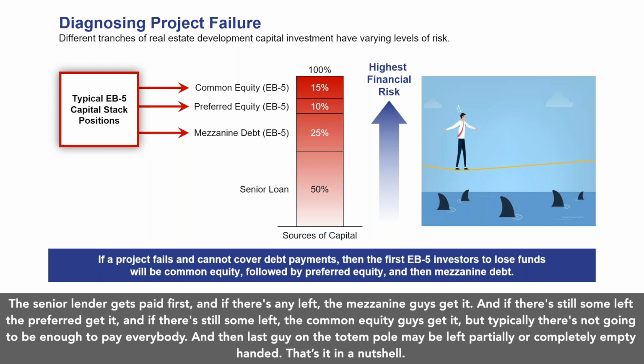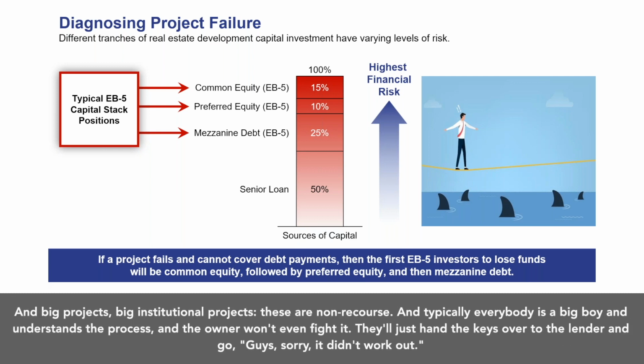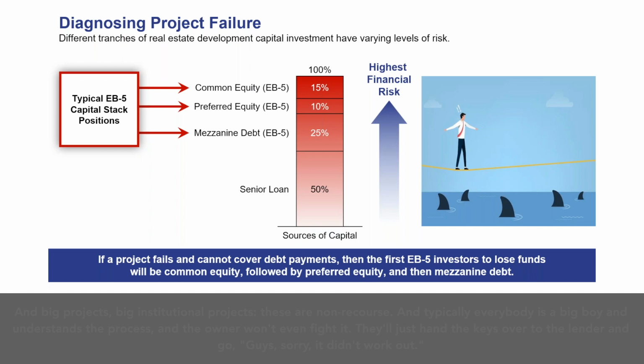But typically there's not going to be enough to pay everybody, and the last guy on the totem pole may be left partially or completely empty-handed. So that's really it in a nutshell. And in big institutional projects, these are non-recourse, and typically everybody is a big boy and understands the process, and the owner won't even fight it. They'll just hand the keys over to the lender and say, guys, sorry, it didn't work out.